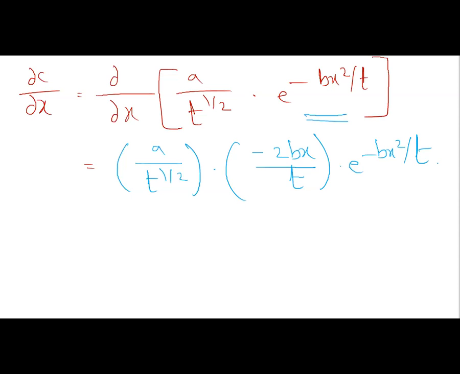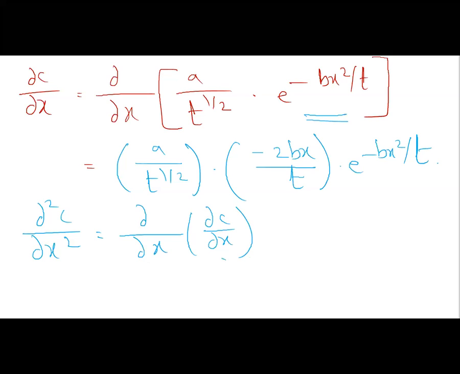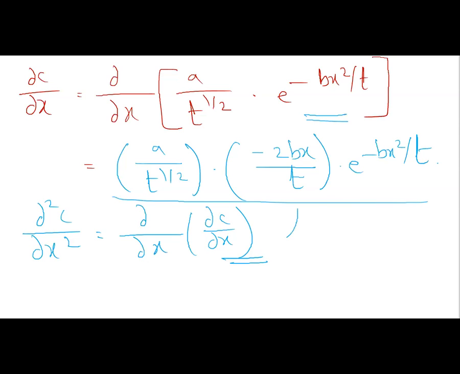Now we have to calculate dou squared c by dou x squared, right? So we can rewrite this as dou over dou x of dou c over dou x. So now we will substitute for this term in this equation, and then try to derive this again.